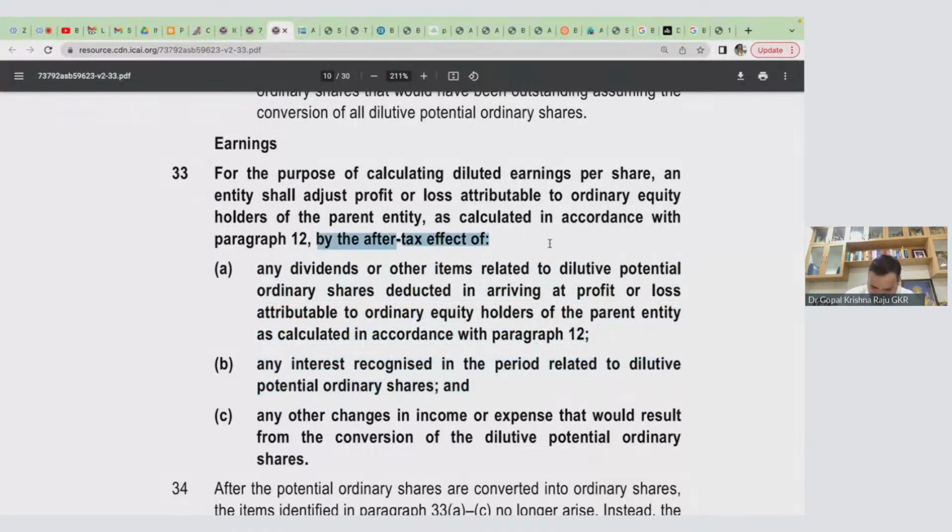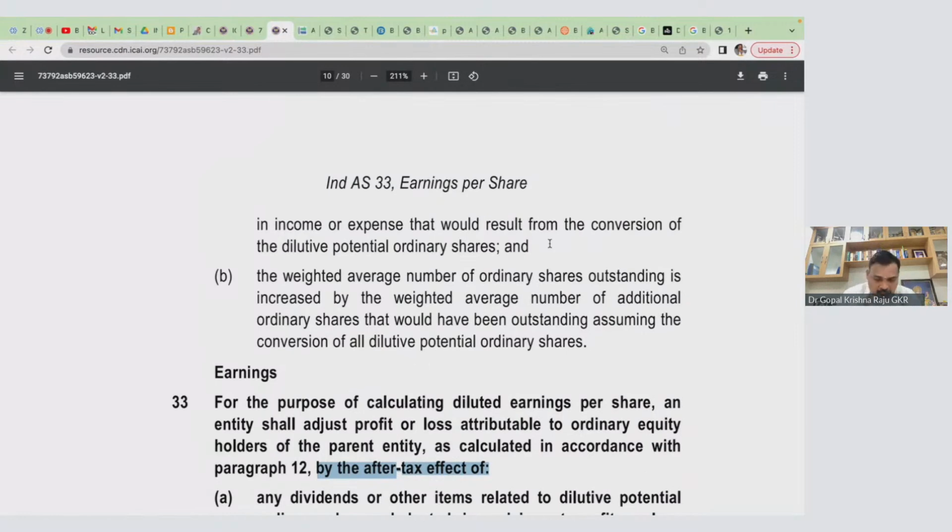For example, you have this concept of potential ordinary shares. Potential ordinary shares is ESOP. Now, ESOP, you are not allotted at all. Once it is vested, not allotted, but vested, that means they have the right for the share, but you have not allotted to them.